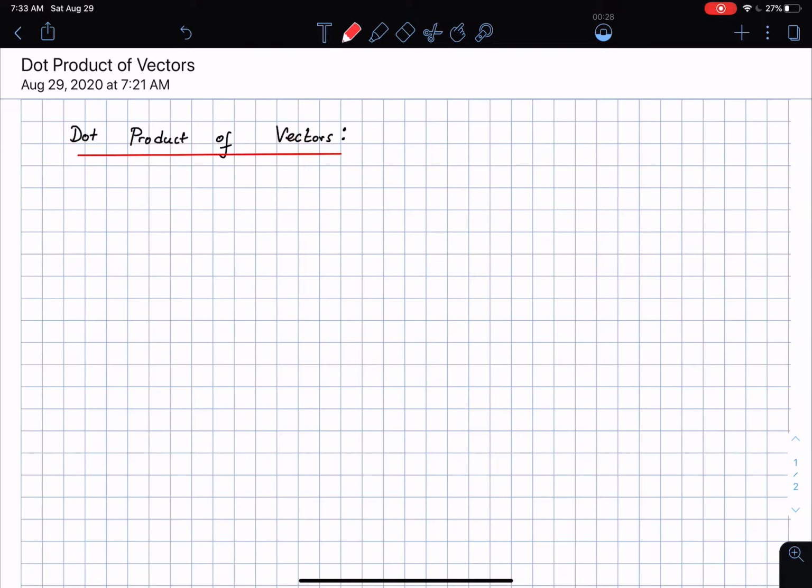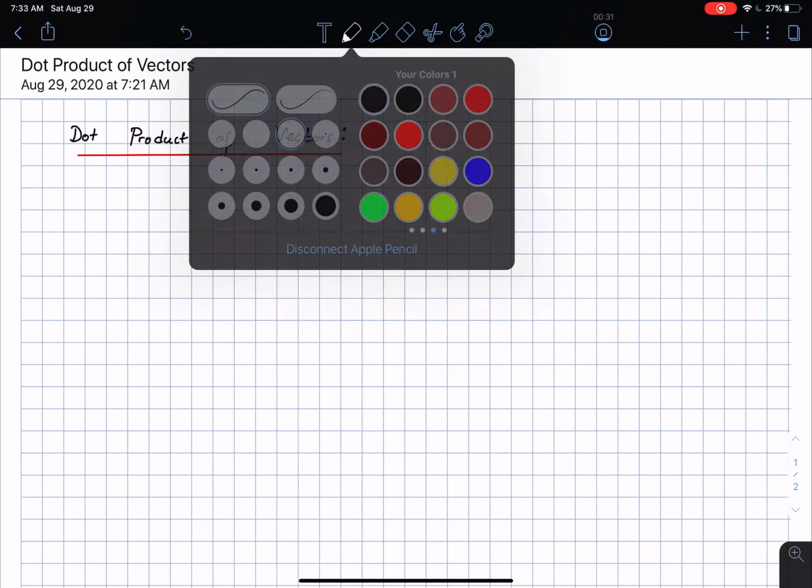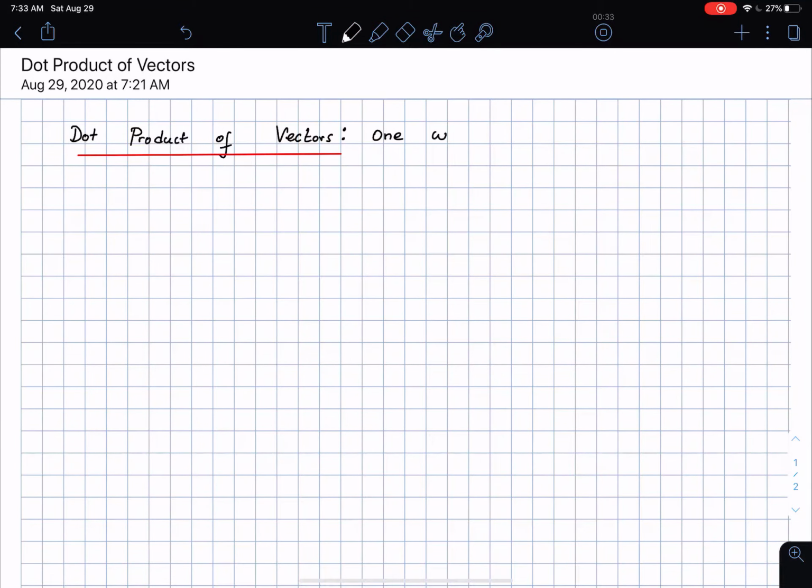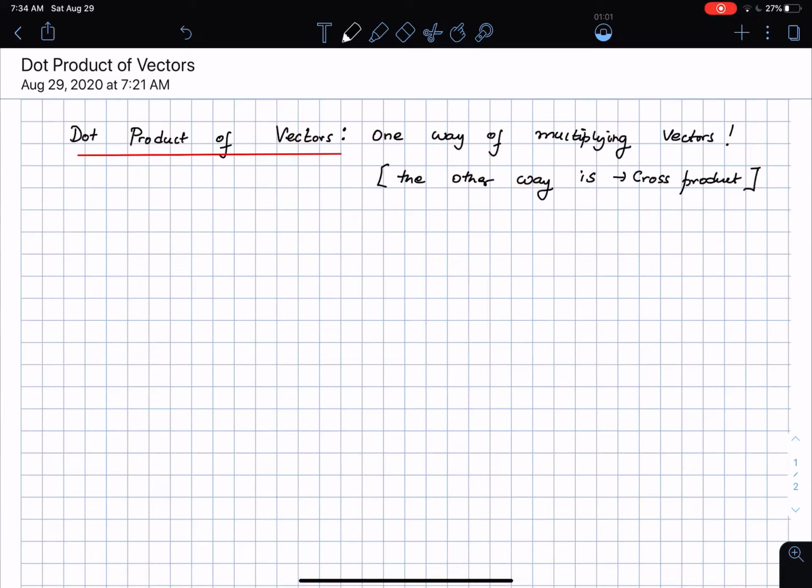The other way is the cross product, and of course, we will be looking at the cross product at a later point in time.